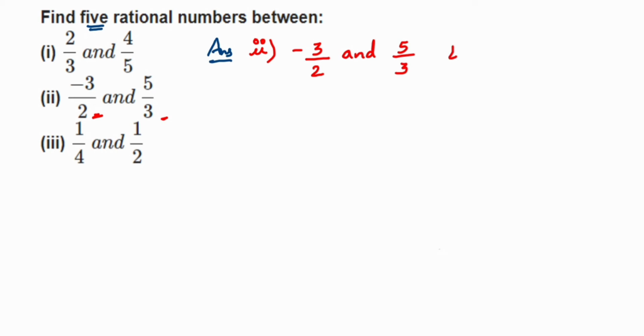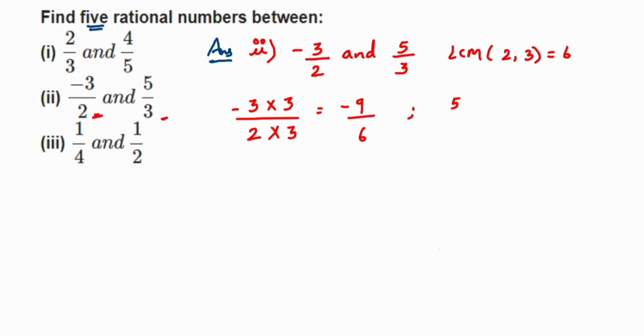Now LCM of 2 and 3 is 6. Now let's change the number. So minus 3 upon 2. With 2 we have to multiply 3. So multiply 3 in the numerator. It becomes minus 9 upon 6. Now for second number we have 5 upon 3. So multiply with 3 we should multiply 2. So multiply 2 in the numerator. It becomes 10 upon 6.